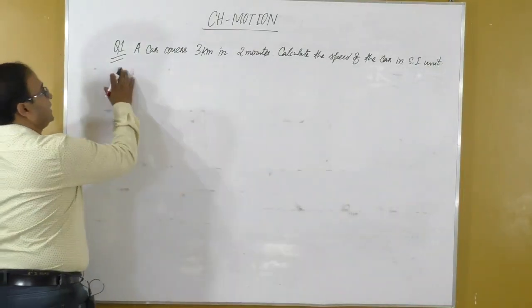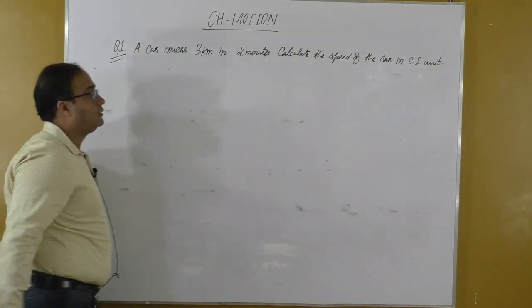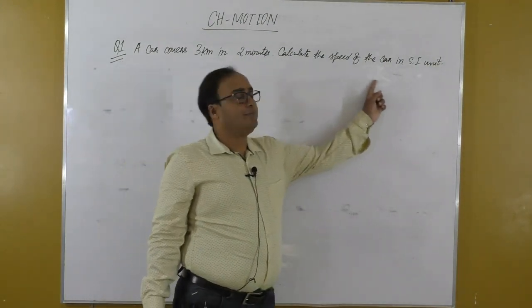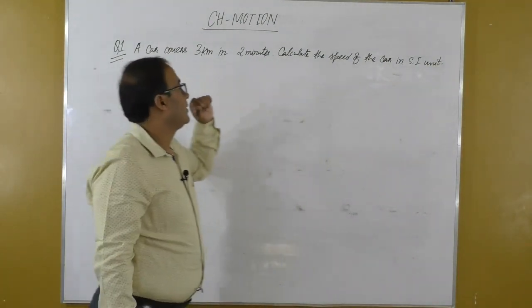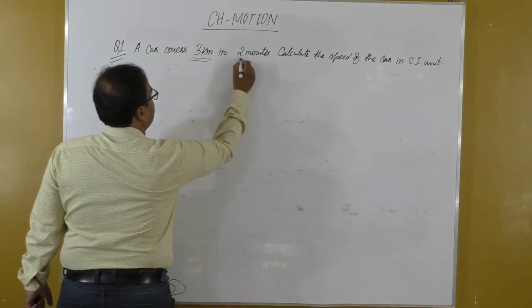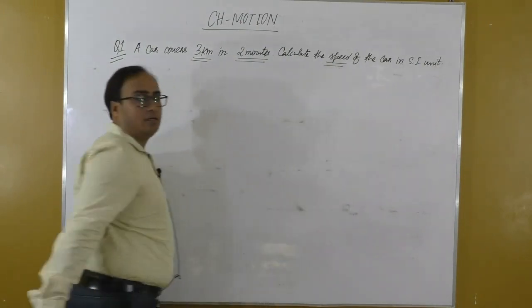So the first question, a car covers 3 kilometers in 2 minutes. Calculate the speed of the car in SI unit. So here distance covered is given, time taken is given, and you are asked to calculate the speed of the car.